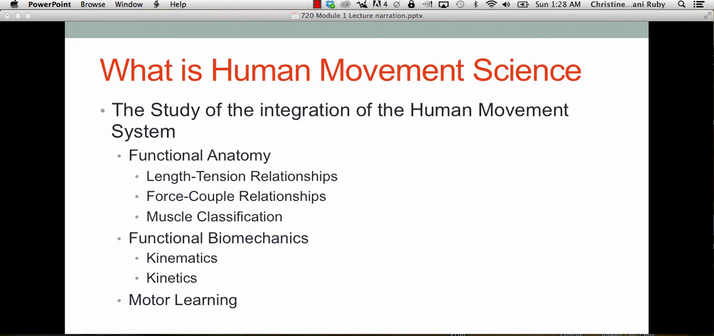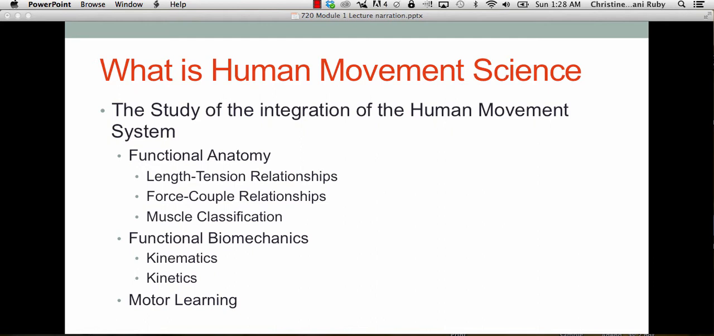So what is human movement science? It is the study of the integration of the human movement system. It brings together concepts from functional anatomy, functional biomechanics, and motor learning. Functional anatomy is all of the study of length and tension relationships, force-couple relationships, and muscle classifications. So we look at how muscles work together, how different muscles do different jobs, and they do different jobs in different motions. So that's the idea of functional anatomy, and that is part of this whole integrated system of human movement.